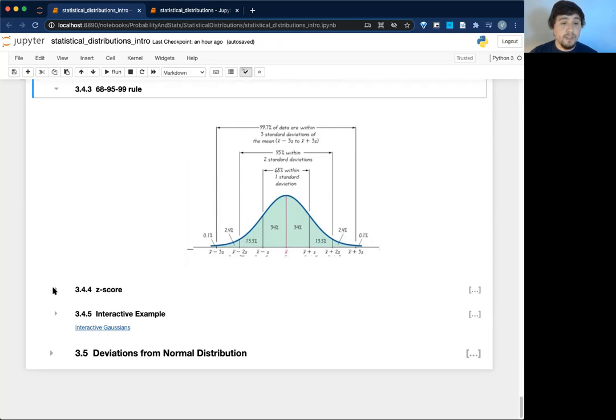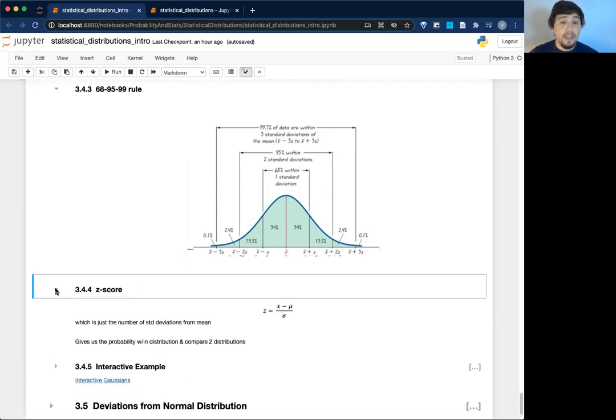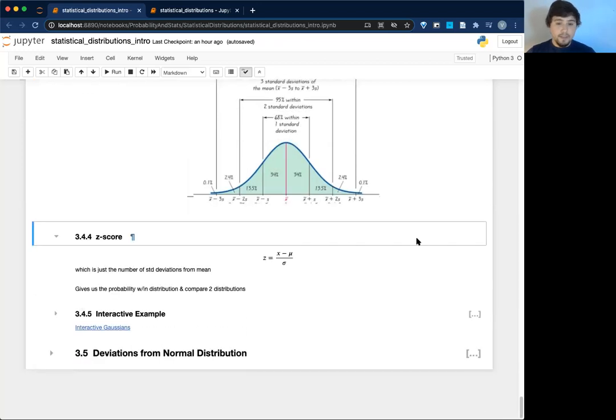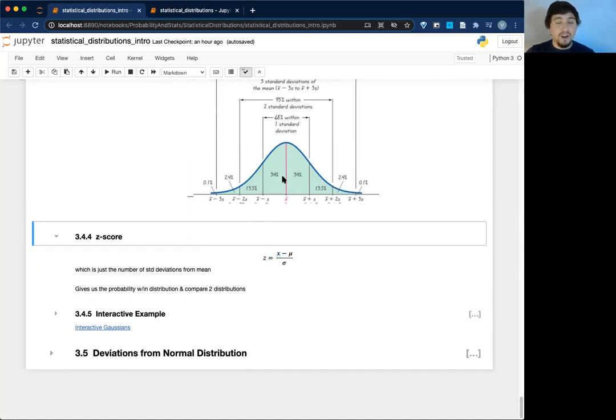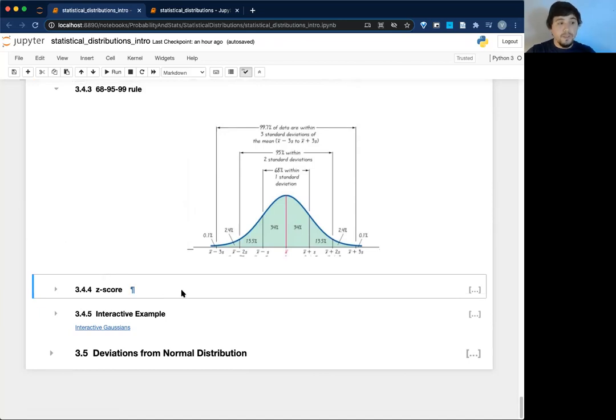I'm not going to go into details here, but that is called the Z-score. Don't worry about this part right here, we're going to talk about it in the future. All the Z-score tells you is how many standard deviations you are from the mean in a normal distribution. That's all it means. So you can very quickly figure out that if I have a Z-score of 3, I'm 3 standard deviations away from the mean in the distribution. And we'll touch on this again.